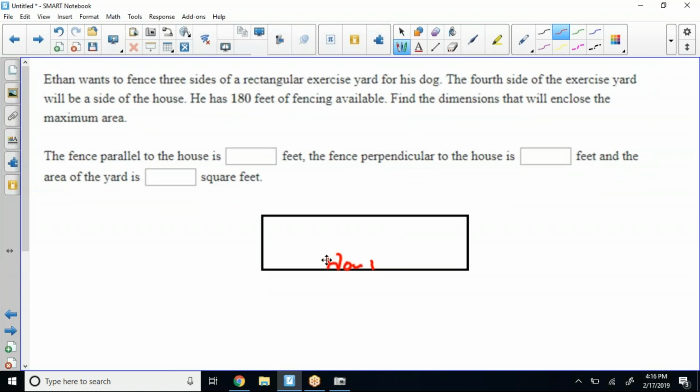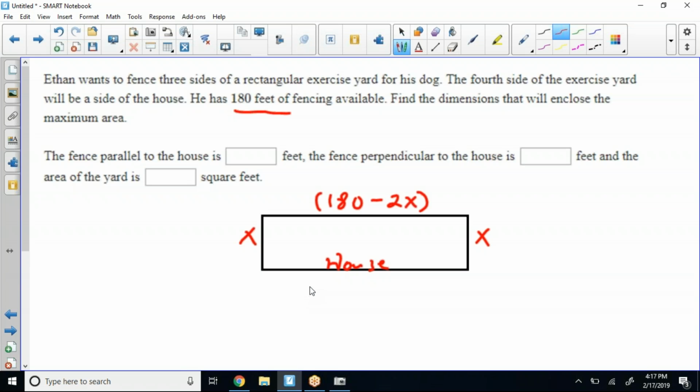So this is a house, right? And we have 180 feet of fencing. So what we're going to say is we're going to let this be X, and we're going to let that be X, and we're going to say that this is 180 minus 2X. Okay?